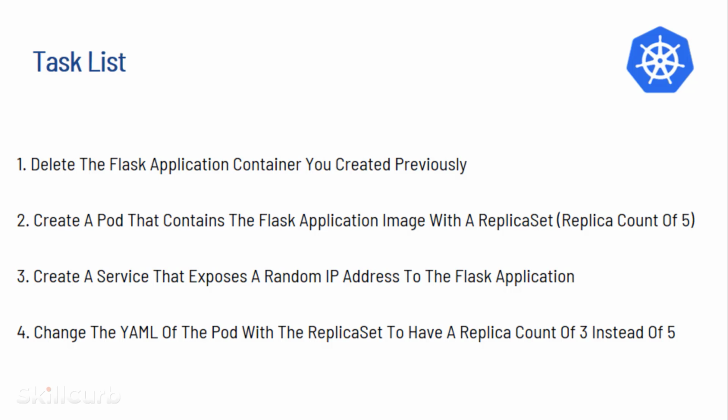Then, you have to create a Kubernetes service that exposes a random IP address to the Flask application. Quick hint here, to find the IP address of the Flask application to be exposed, have a look at the YAML of the pod that we created. Finally, you need to change the YAML of the pod to keep 3 replica counts instead of 5. Once these steps are completed, you have officially passed the second final capstone project. Congratulations! Keep in mind that solutions have been provided at the end of this PDF document. Please try the project yourself first before moving on to the solution.